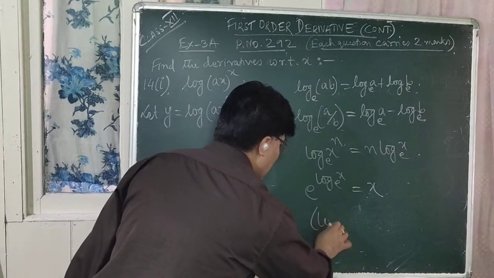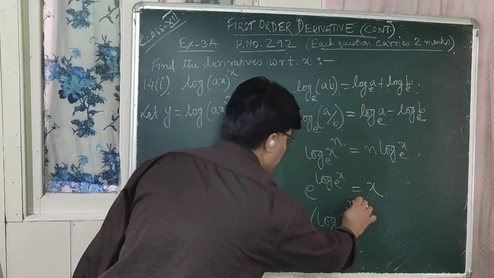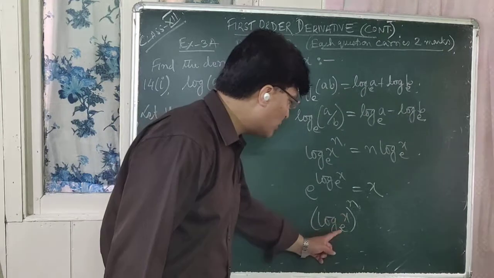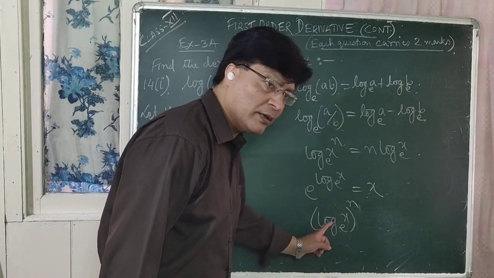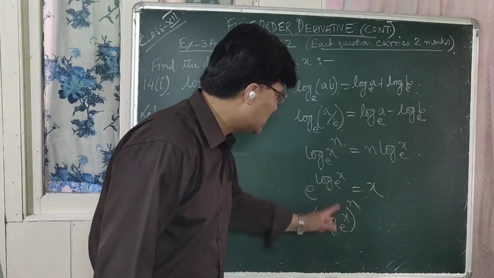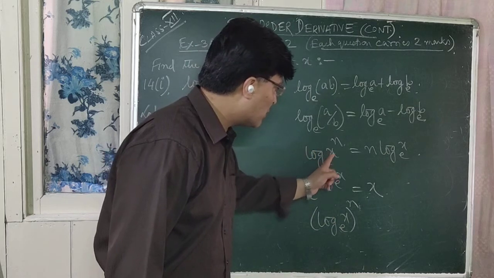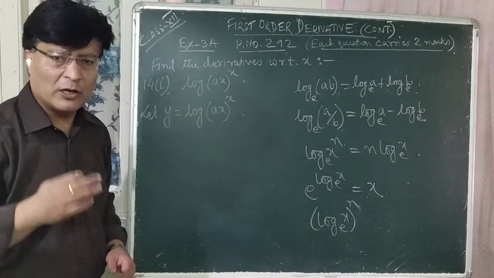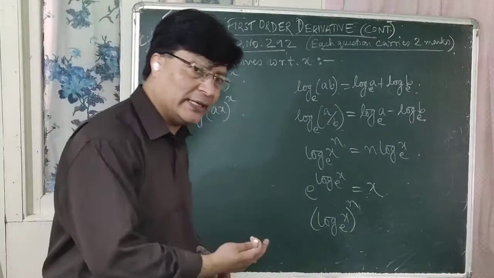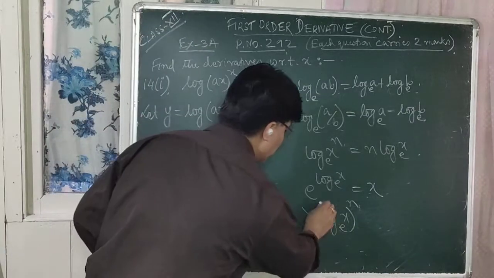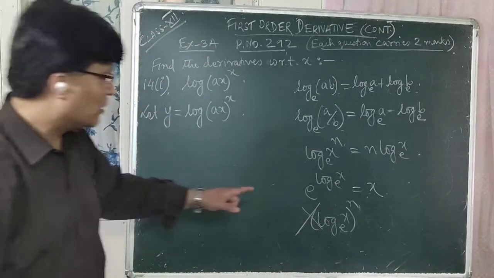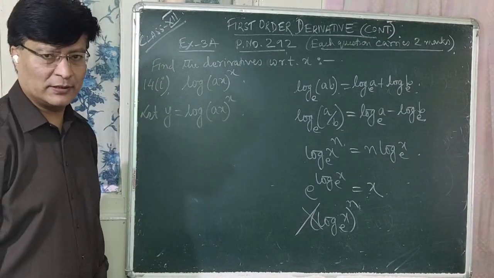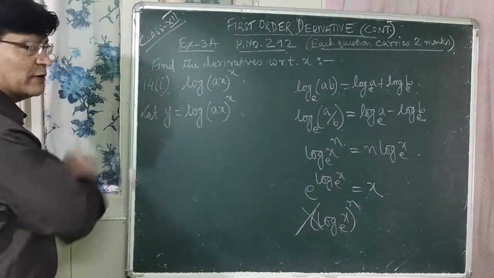But if there is log x base e whole to the power n, you cannot simplify it. Is that clear? Log x base e whole to the power n is different from log x to the power n base e. So you cannot write here n log x base e. Log x base e whole to the power n cannot be simplified further. Is that clear? So now let's differentiate it.